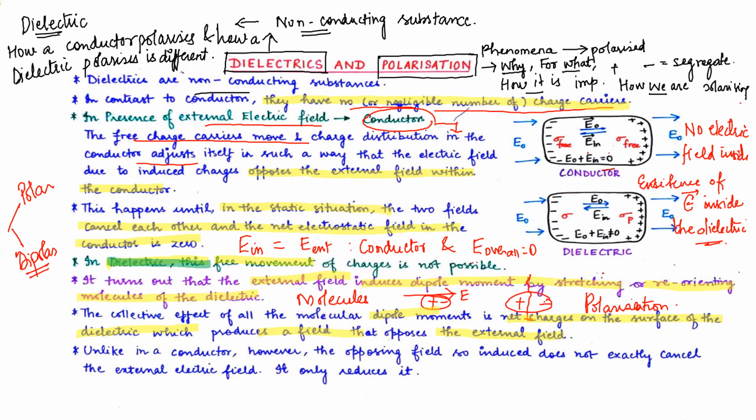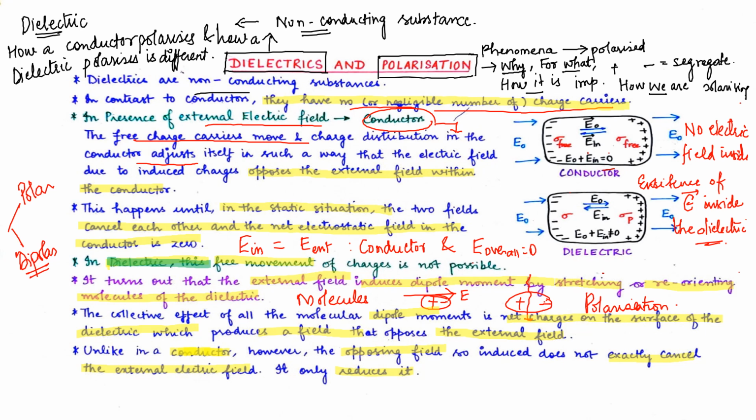So what happens basically when it is polarized, anything which gets segregated as a minus q and plus q, it forms basically a dipole. Under the condition of dipole, they will have their own electric fields, and that electric field opposes the external electric field. Unlike in a conductor, in a conductor this doesn't happen. However, the opposing fields so induced do not exactly cancel the external electric field, they only reduce it.